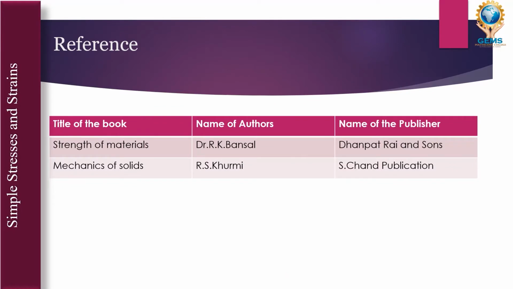Next, references. If you want to get more knowledge or more ideas about the particular topic, then you may refer to these books. First book is Strength of Material, the author name is Dr. R.K. Bansal and the publisher is Dhanpat Rai and Sons. And the second book is Mechanics of Solids, author name is R.S. Khurmi and the publisher is S. Chand. Understand? So I will suggest you these two books. If you follow these two books or these two authors, then easily you will have a clear concept about the particular topics.